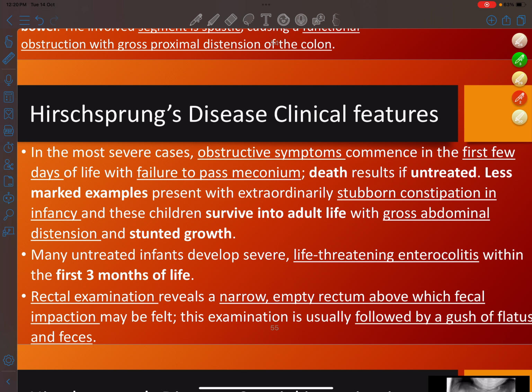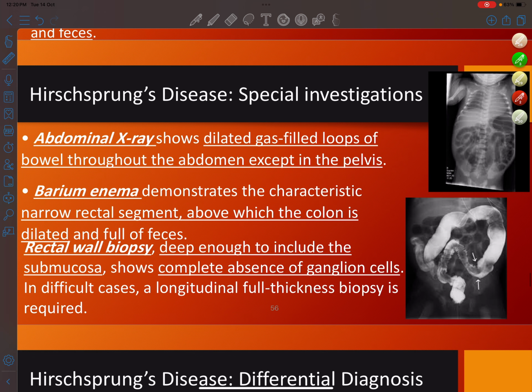So it presents with complete constipation, failure to pass meconium, and severe constipation. On abdominal X-rays, it shows dilated loops of colon except the distal one. And on contrast study, it will show the stenotic distal part with dilation of the proximal part. Rectal biopsy will establish the diagnosis by complete absence of ganglion cells.